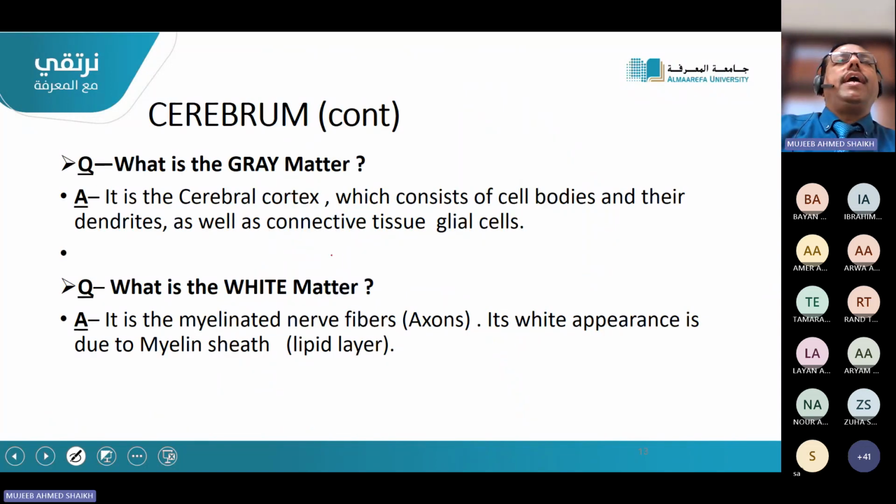So what is meant by white matter and gray matter? The cerebral cortex, which consists of cell bodies and dendrites, as well as connective tissue and glial cells, makes the area gray. And what is white matter? It is the myelinated nerve fibers or axons. It is the lipid present in the myelin sheath that makes it white. So I will show you the picture now.